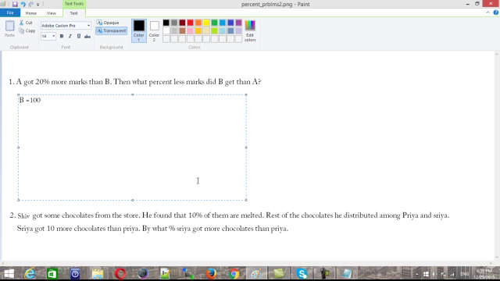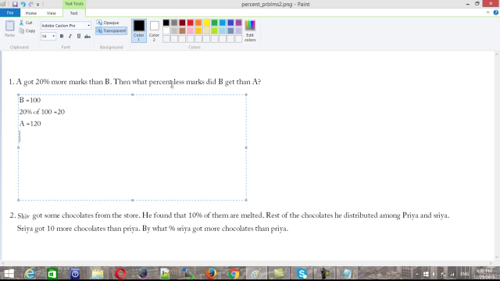Then A got 20% more marks than B. So we have to find 20% of 100. So 20% of 100 is nothing but 20 by 100 into 100, that is equal to 20. So A got 20 more marks than B. So therefore A's marks become 120.